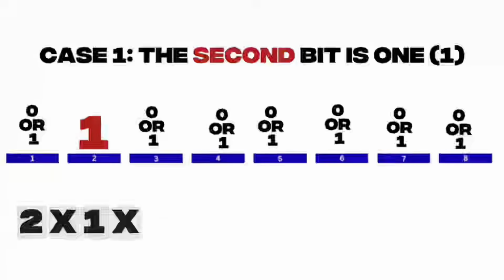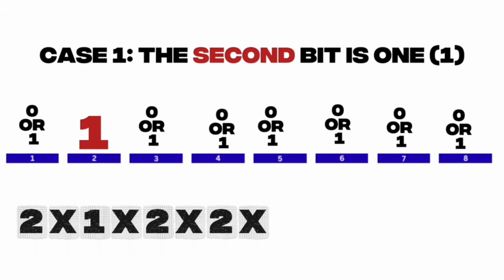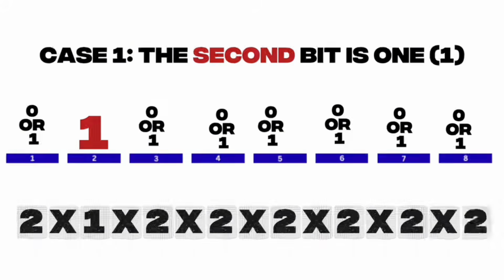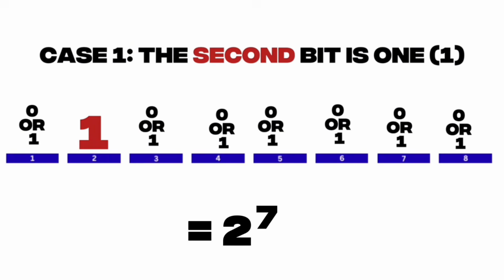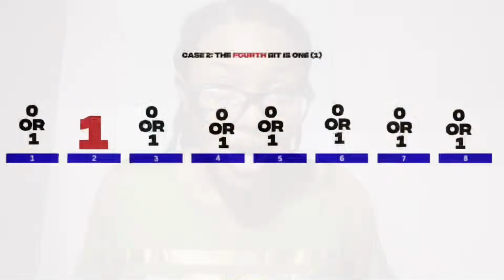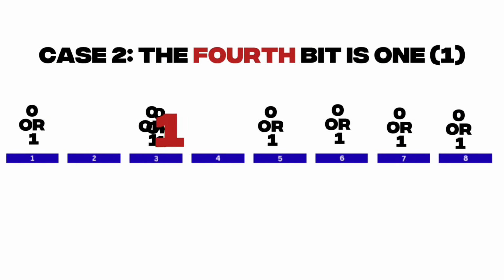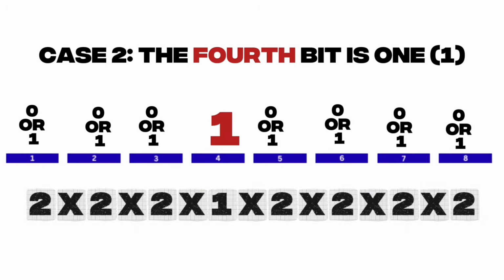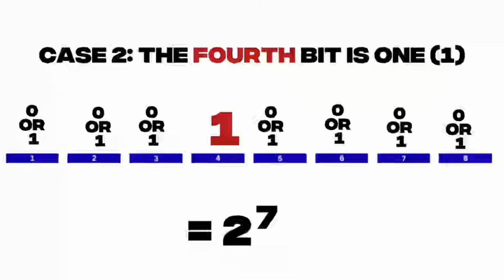So with that being said, we're just multiplying. Since the 7 other bits have two possibilities and the second bit has just one possibility, that would simply be 2 to the 7 power. Similarly, we can set the fourth bit as 1 and say that the other bits can either be 0 or 1. For the other bits, there's two possibilities, and the fourth bit is just 1, so there's one possibility. So of course, that would again be 2 to the 7th power.